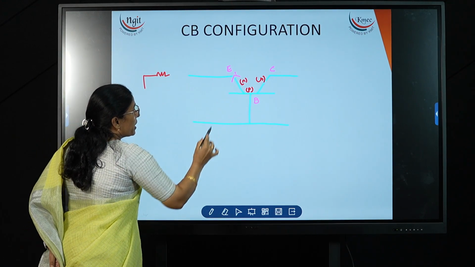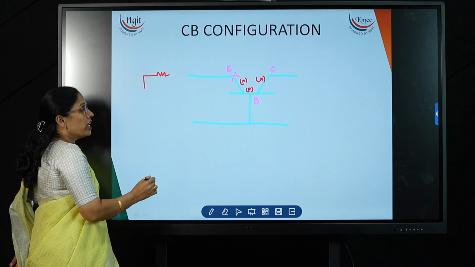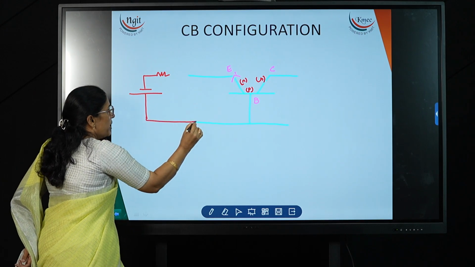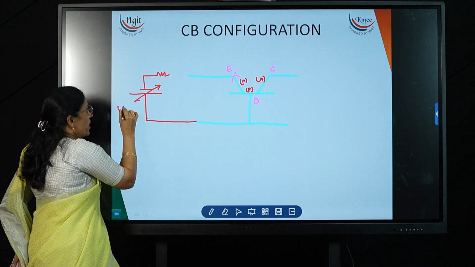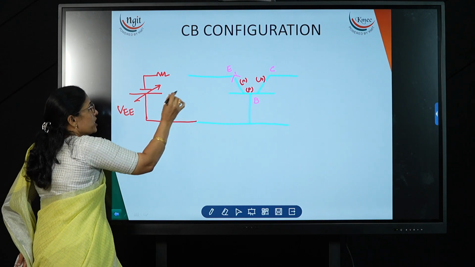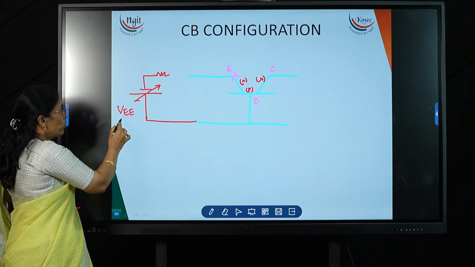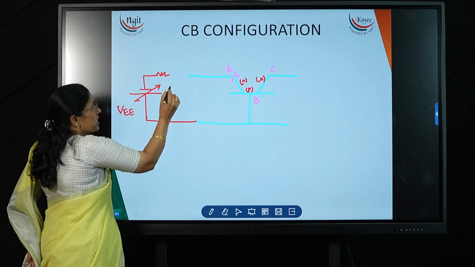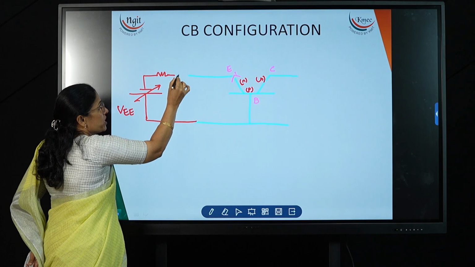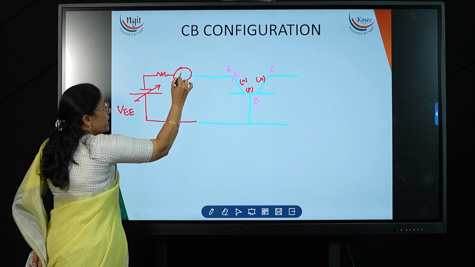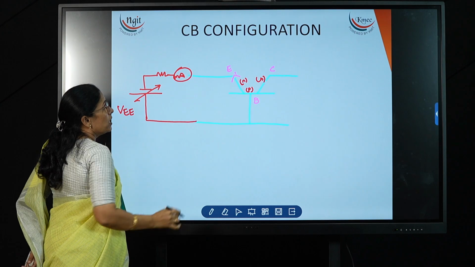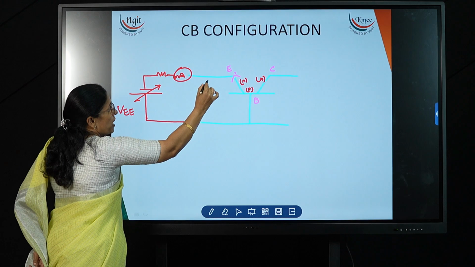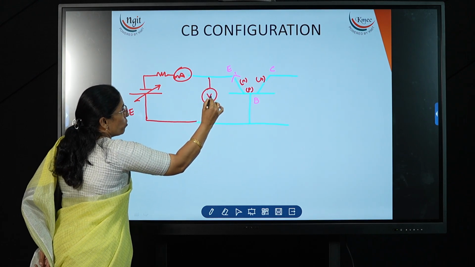Because the emitter terminal is N-type material, to make forward bias we need to connect the negative terminal to the emitter, and we give the name VEE, because this supply is connected to the emitter. Here I am denoting it with the same terminal name with a double suffix, and a resistor is connected to control the current. To measure the current in this branch we connect an ammeter, and the IE current is in the order of milli, so I am connecting a milliammeter.